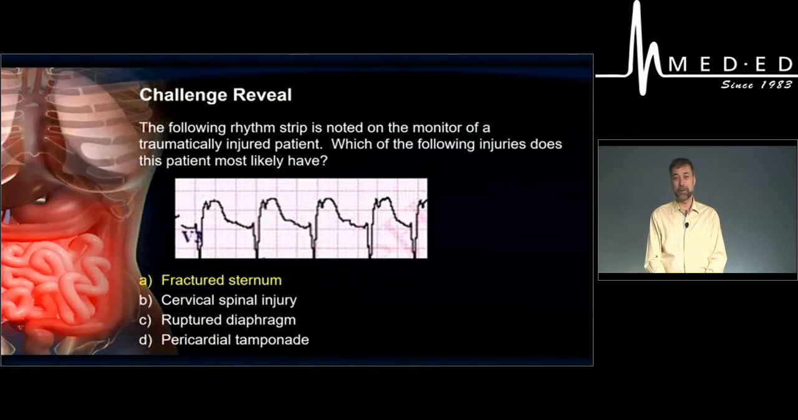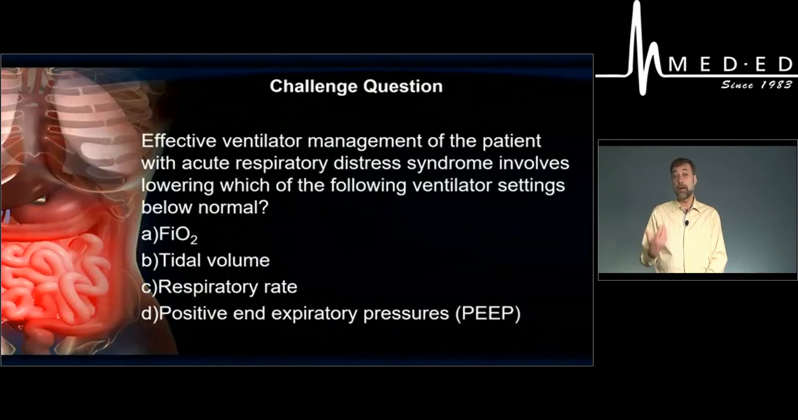All right, let's try another question. Ready? Effective ventilator management of the patient with acute respiratory distress syndrome involves lowering which of the following ventilator settings below normal? Again, can I recommend that you pause this and really think about the question? I'm going to move on. I'll give you the answer later, but you'll want to try to see if you get the question correct.